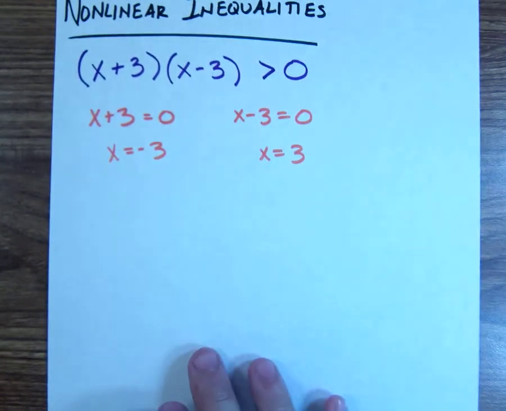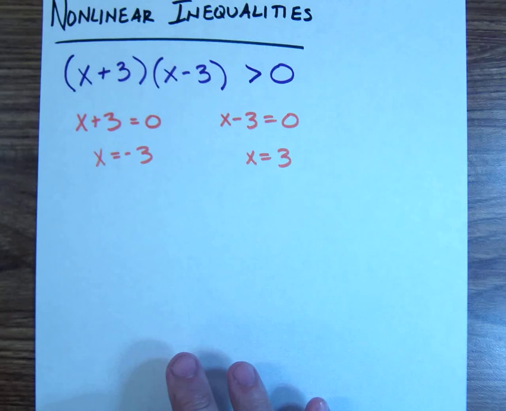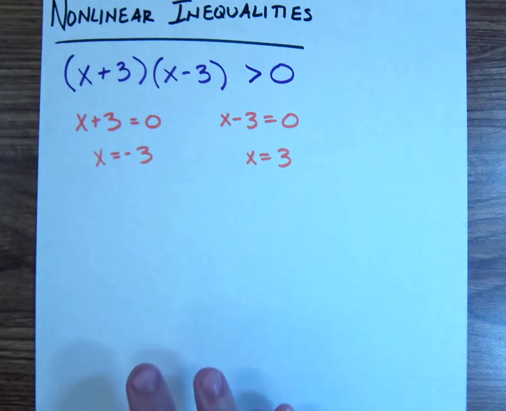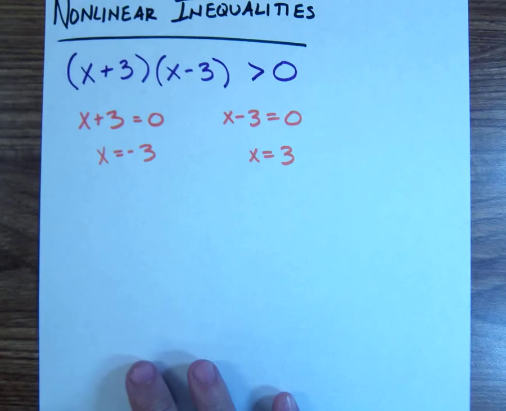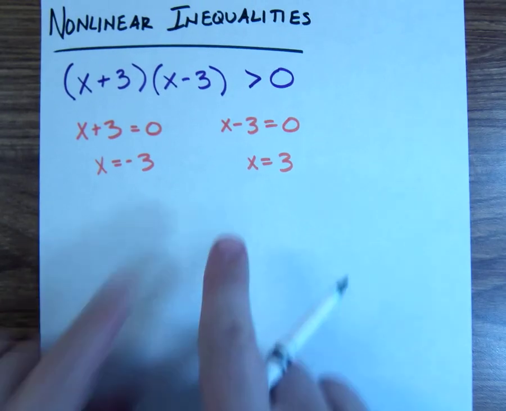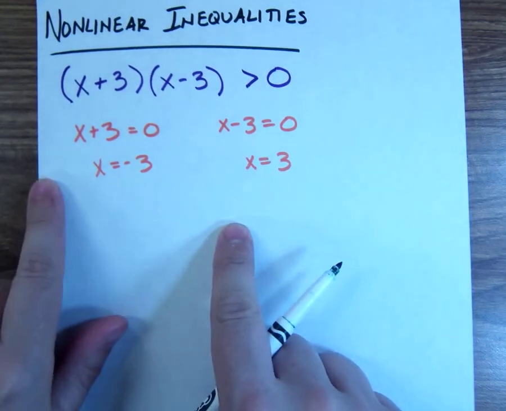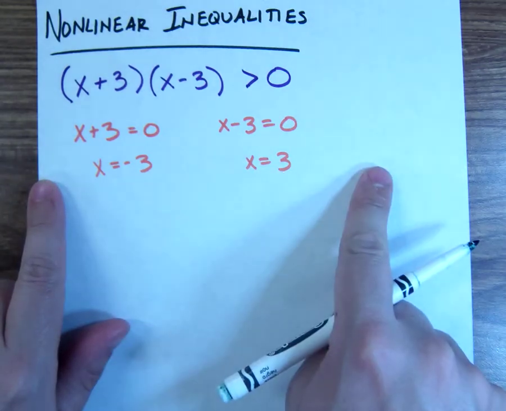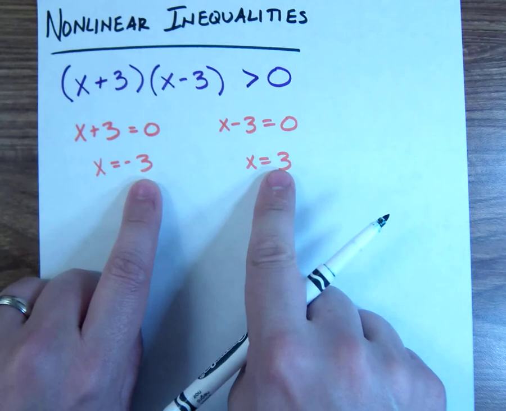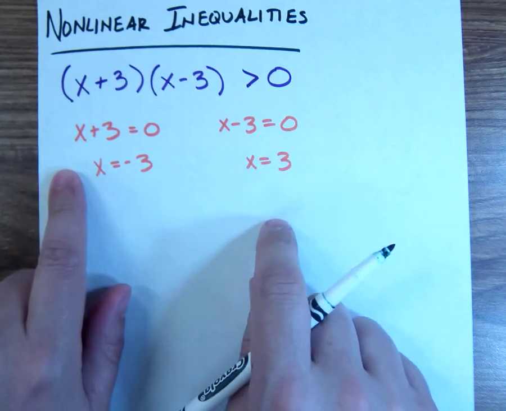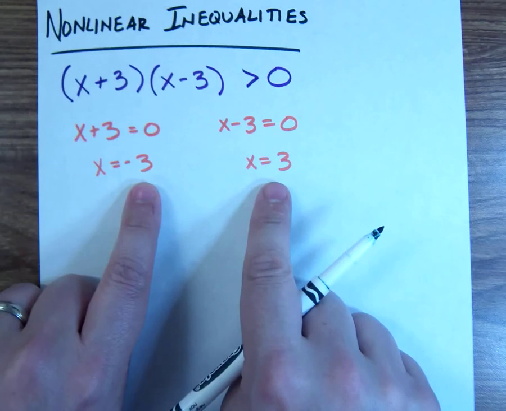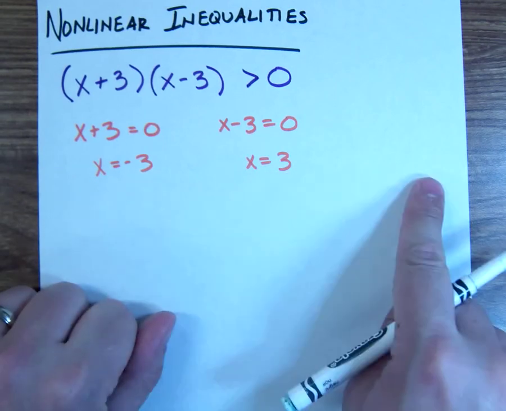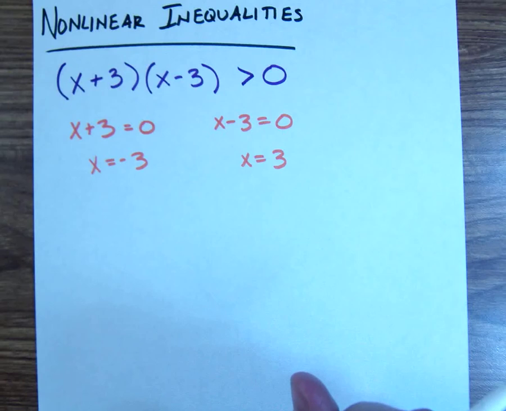Okay, so negative 3 and positive 3 are like breakpoints in our inequality. Either all of my answers are going to be below negative 3, all of my answers are going to be above positive 3, or they could be in between negative 3 and positive 3. We're going to have ranges of answers. It's everything below negative 3, or everything between negative 3 and positive 3, or everything above positive 3, or some combination of those.